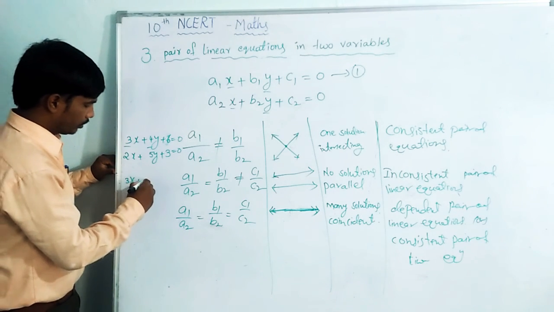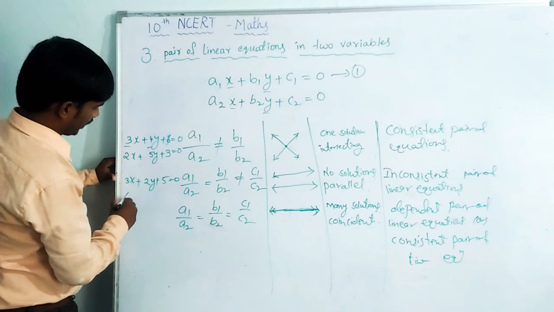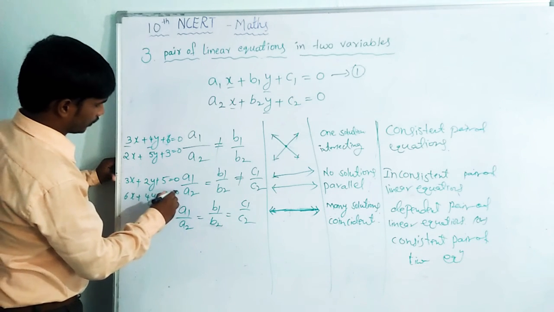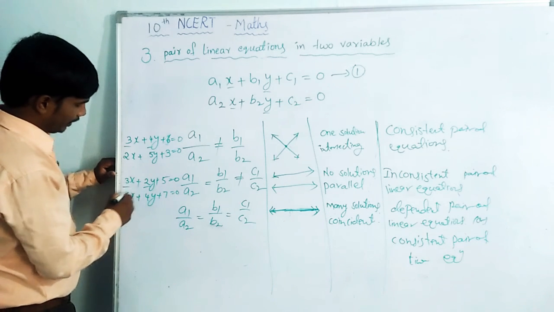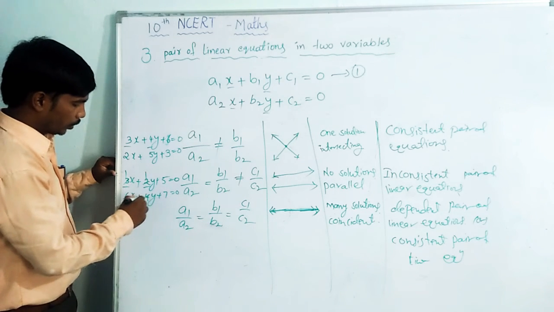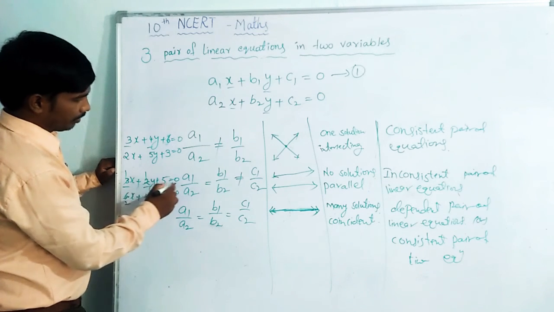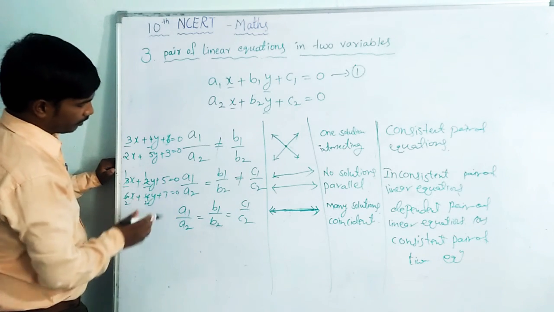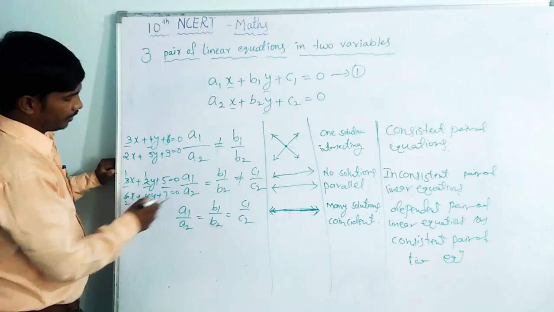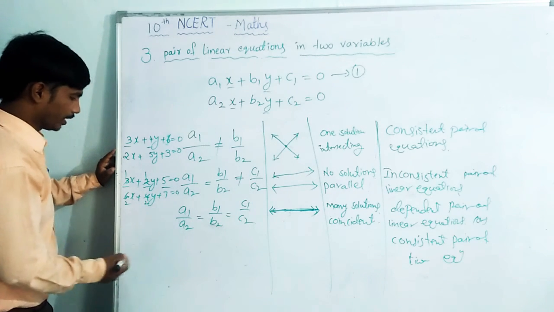And next, 3x plus 2y plus 5 is equal to 0, and 6x plus 4y plus 7 equal to 0. Compare here 3 by 6 and 2 by 4. 3 by 6 means 1 by 2. 2 by 4 means 1 by 2. So a1 by a2 equal to b1 by b2, but c1 by c2 value is 5 by 7. So a1 by a2 equal to b1 by b2, but not equal to c1 by c2.